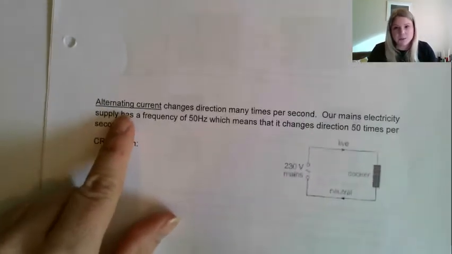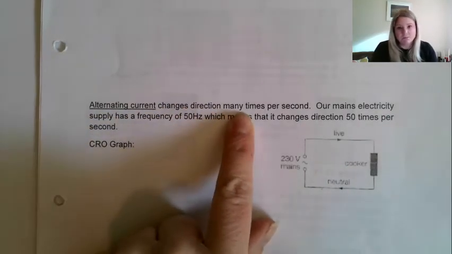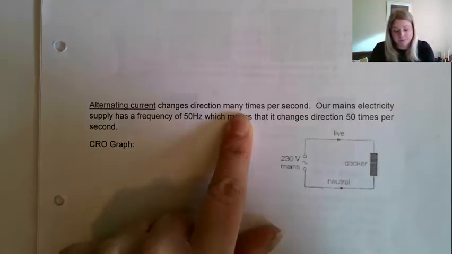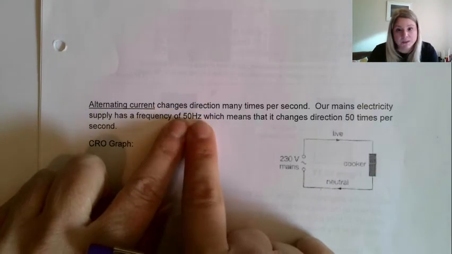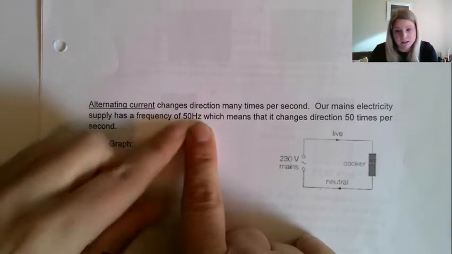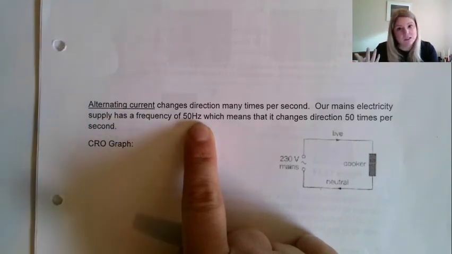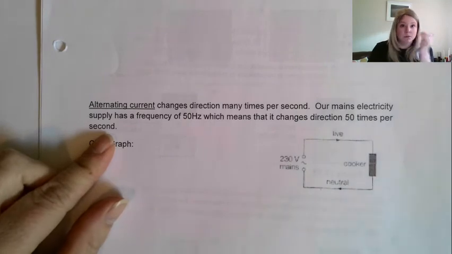Alternating current, this is what the electricity that we have in our houses is like. It changes direction many times per second, so like it's going just back and forth, back and forth. Our mains electricity supply is a frequency of 50 hertz. Do you remember in waves we learned about frequency? The number of waves that pass per second. In this case, it just means that the current is changing direction 50 times per second. Okay, so the current, like the electrons, are just going backwards and forwards and backwards and forwards.